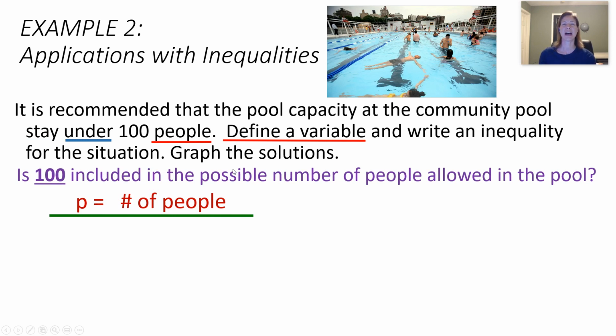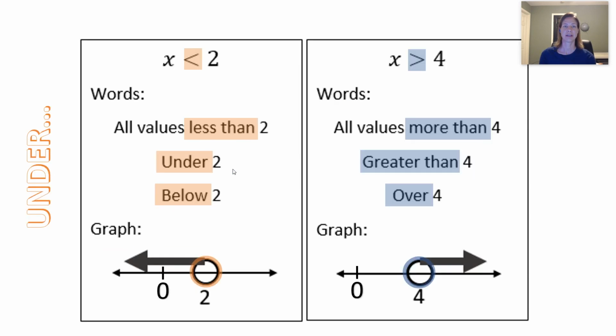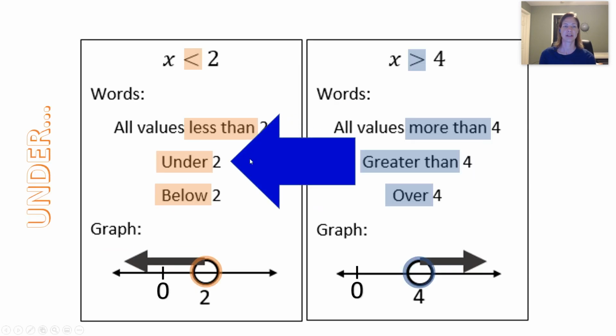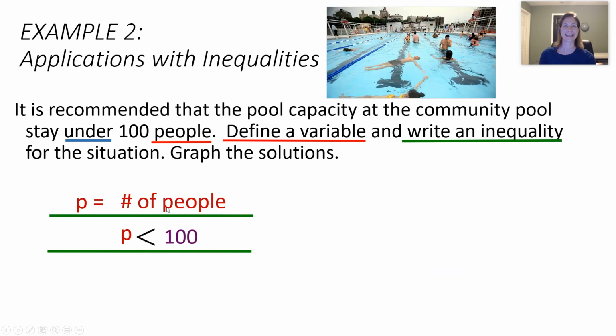So it has to be under 100. So technically if there's 100, that's not under 100, that's equal to 100. So therefore it's not included. So people has to be, and one reminder back on this sheet, we had under 2 being the less than. So P is less than 100, the number of people less than 100.